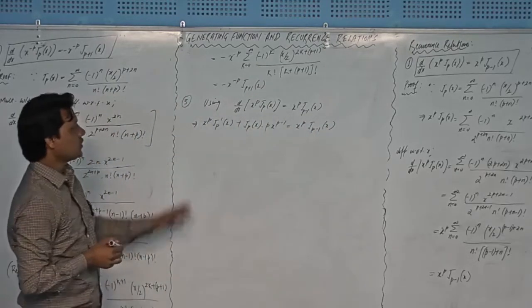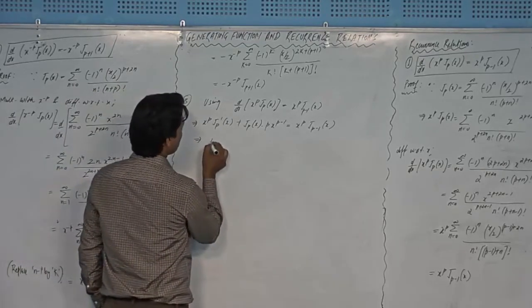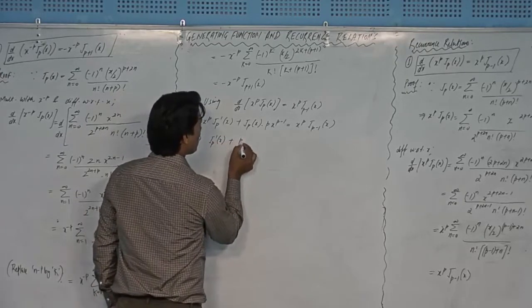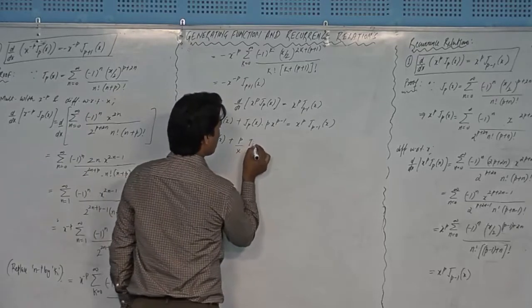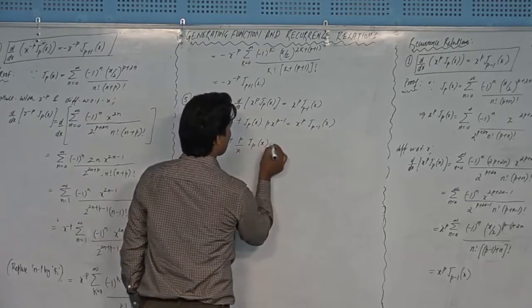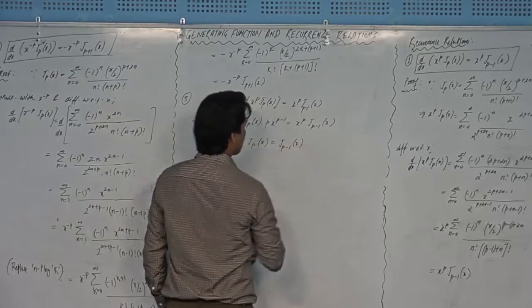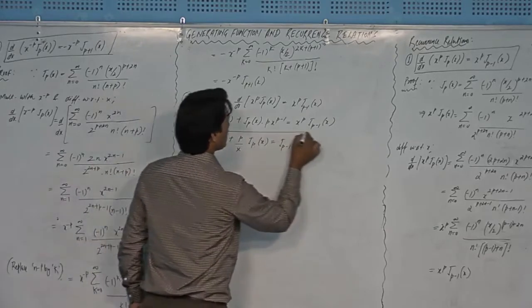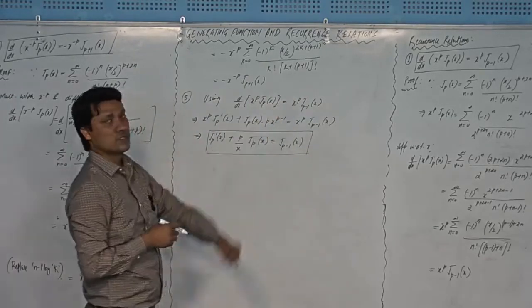And what do I need? I need to divide it by x to the power p, and I will obtain a new recurrence relation. So J_p'(x) plus p by x J_p(x) equals J_{p-1}(x). So this is another recurrence relation, right? I will box it. So this is just obtained from that first recurrence relation.